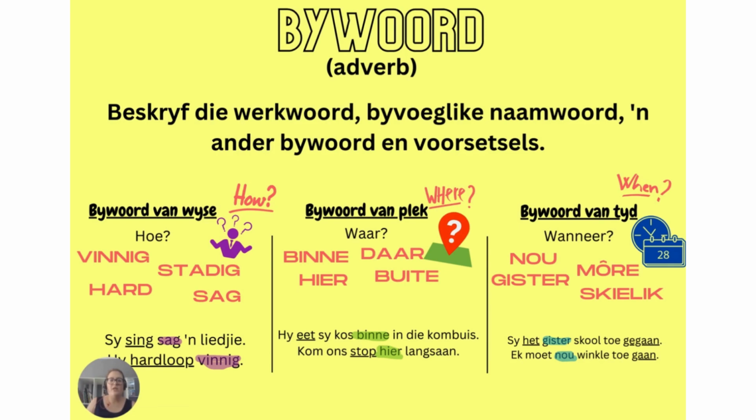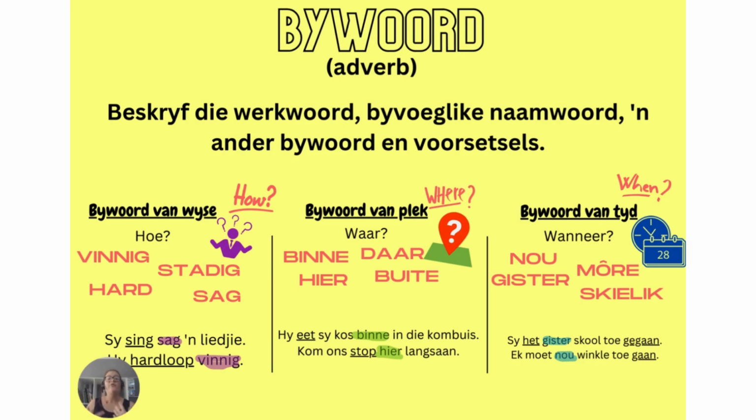Next woordsoort, ons volgende woordsoort is 'n bywoord. 'n Bywoord, which is your adverb. So jou bywoord beskryf die werkwoord, die byvoeglike naamwoord, 'n ander bywoord en voorsetsel. So it will always describe. So it describes how did you do something. Bywoord van wyse, how. How did he run? How did she sing? How did he draw? So hoe het hy dit gedoen?